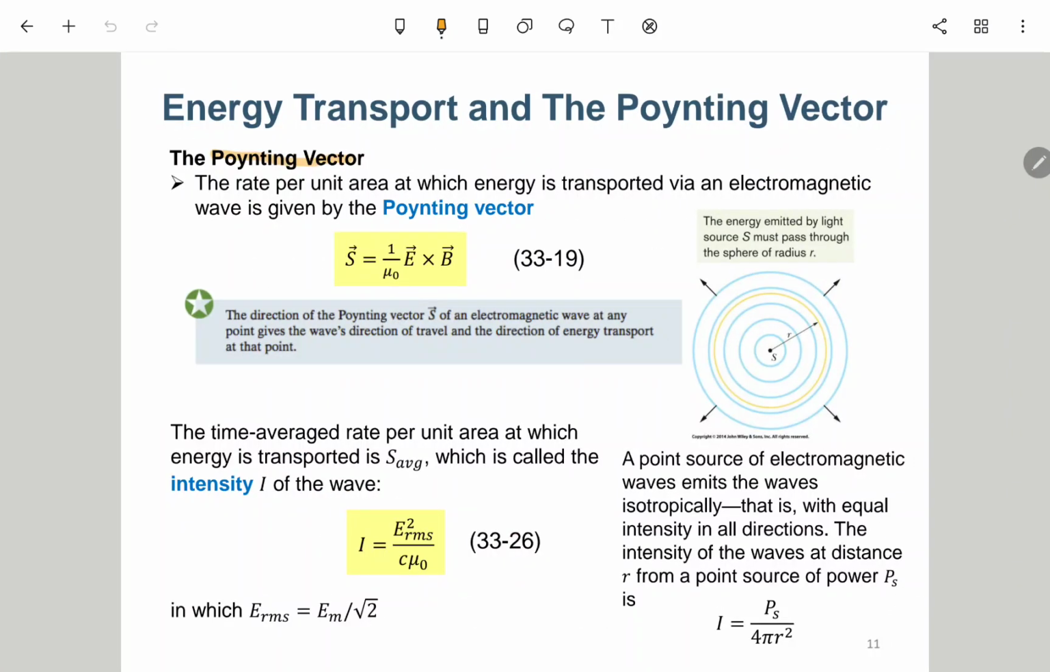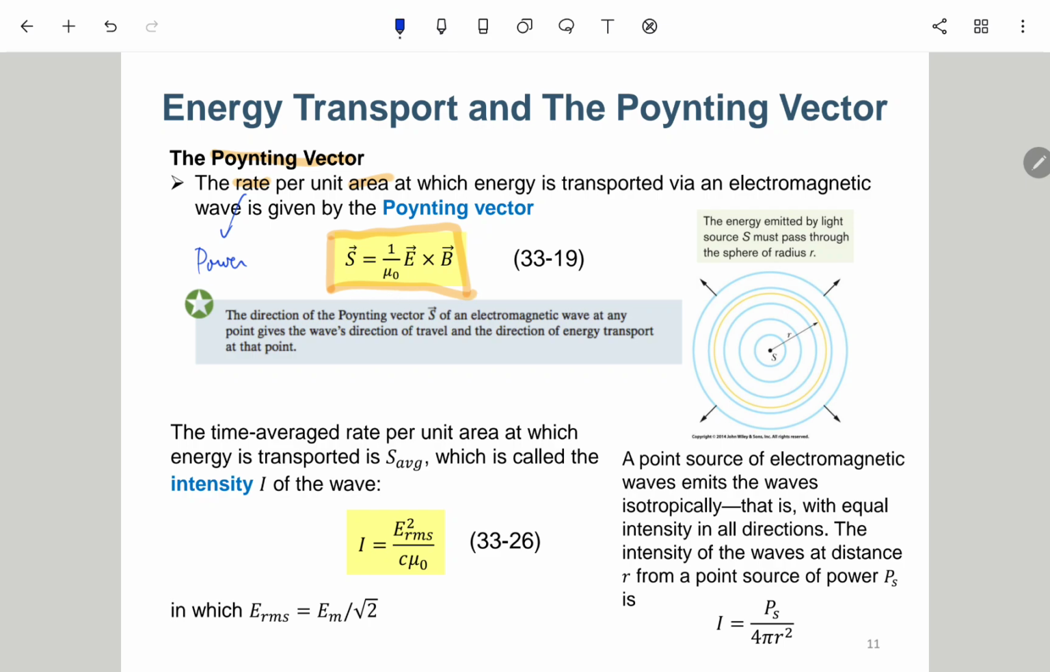So this is the direction of the Poynting vector, and for the magnitude, it is the rate. You can also consider it somehow like the power, energy per time, which is the power rate per unit area at which energy is transported via an electromagnetic wave, given by the Poynting vector. And we will also explain why the Poynting vector is derived like this.